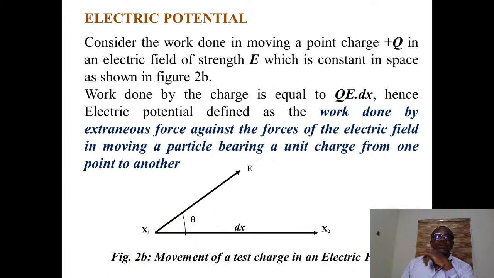We say that electrical potential, or electric potential, is defined as the work done by an extraneous force against the forces of the electric field in moving a particle bearing a unit charge from one point to another. So, say a particle moving from x1 to x2, which covers a distance dx. Any potential that can move a charge from x1 to x2 is defined as electric potential.